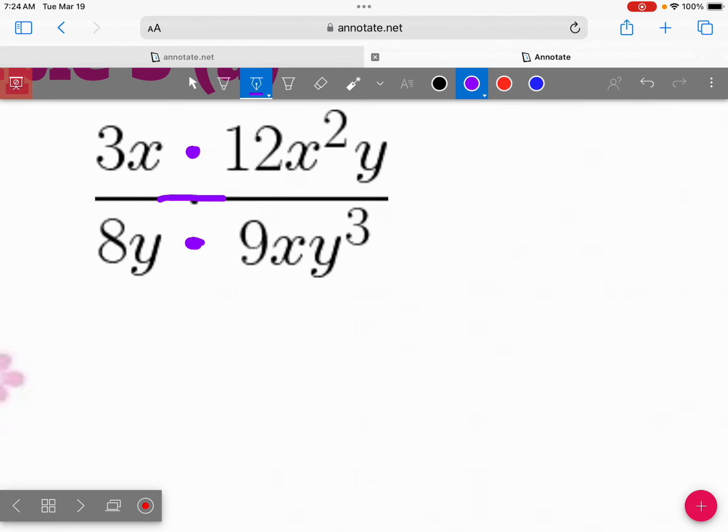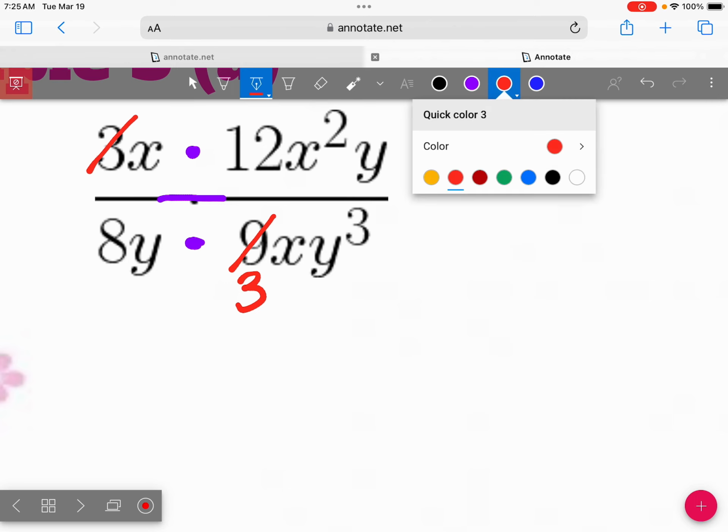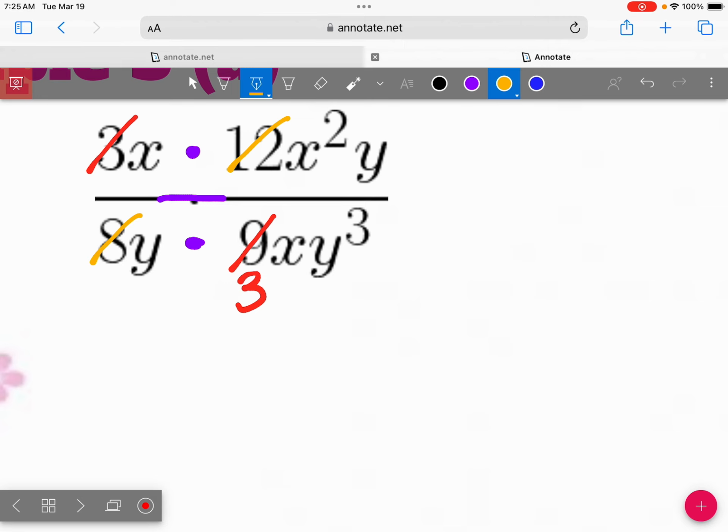So does anyone see something in here that can simplify? What is something we have both on top and bottom? The 3. I can take a 3 out of here and a 3 out of here. It's going to leave me with another 3. Let's see, I'm going to get another color. So I can take a 4 out of 12 and a 4 out of 8. It's going to leave me with 2 down here and 3 up here.